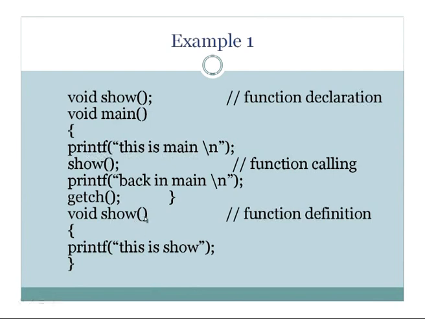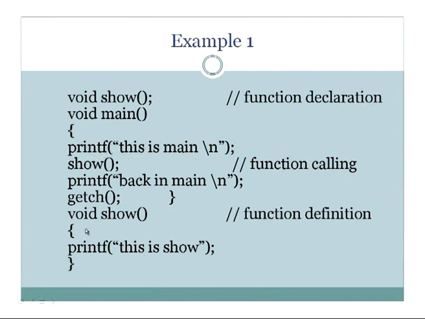Now, how will this program be executed? When we execute the program, control will enter the body of main. Here the first statement is to display a message, this is main. When this statement has been executed, then in the next line we are calling the function show. From here control will jump outside the body of the main function and control will be transferred to the show function.